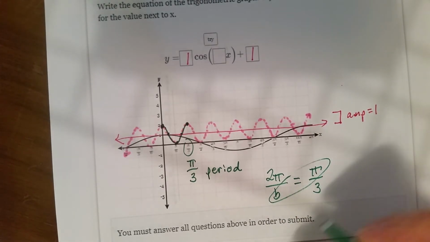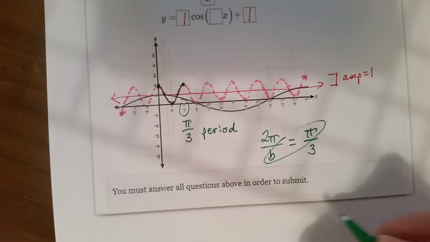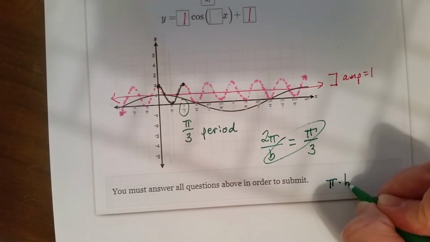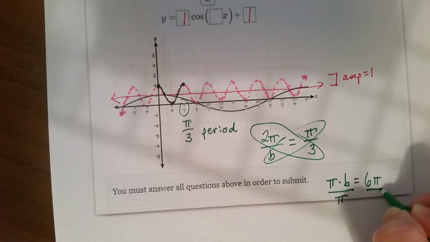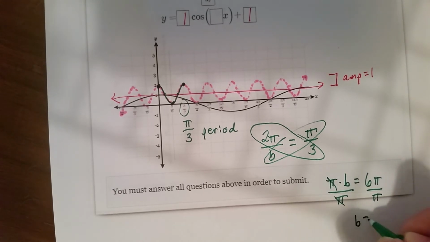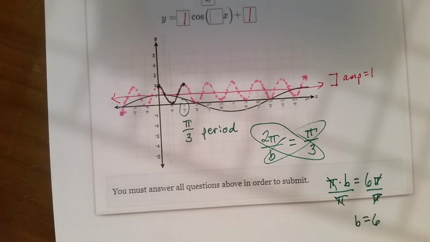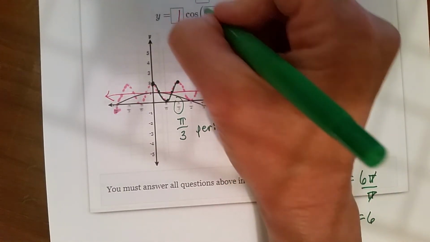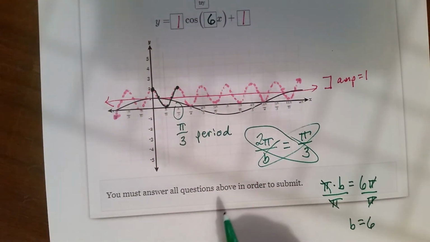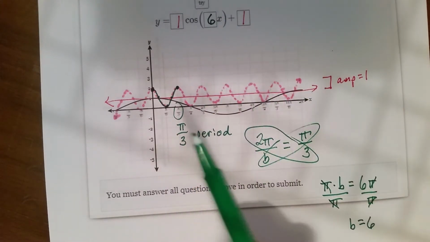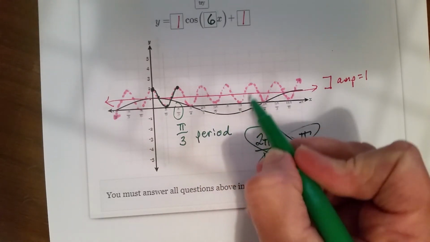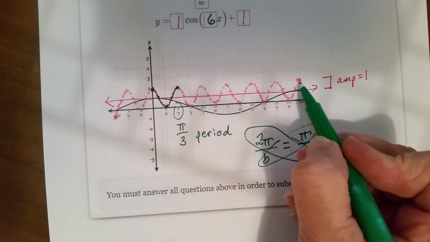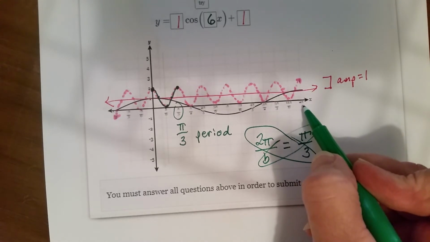Okie dokie, let's just cycle through these numbers. So what we've got here is pi b equals 2 pi times 3, which is 6 pi. Divide by pi, those go away. B equals, the pi's cancel, and I get b equals 6. So that's what goes back here, 6. So that's telling me there's 6 cycles from 0 to 2 pi. Let's just count them. So there's 1, 2, 3, 4, 5, 6, and there is 6 cycles. And you can't maybe see that, but it's 2 pi right there.